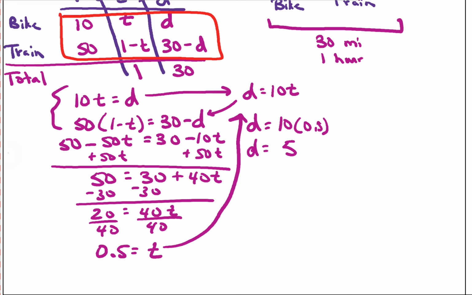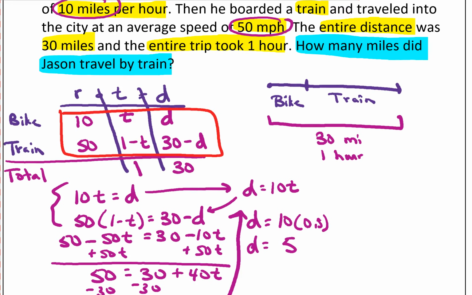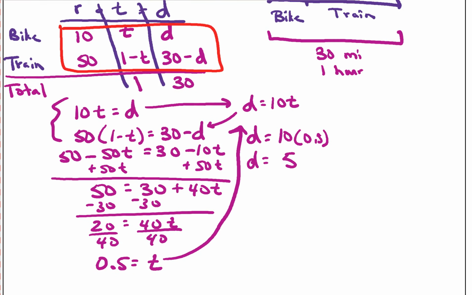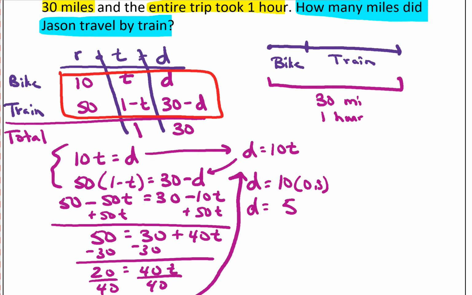Now we need to go back and see what they asked us. So they said, how many miles did Jason travel by train? So we don't need his time. We do need this d, this distance, but this current distance is the bike's distance. So again, we have to come up here and we have to use the 30 minus d because we're looking for the train's distance. So the train's distance would be 30 minus 5. And again, I got that from looking right up there, which means the train's distance is 25 miles.